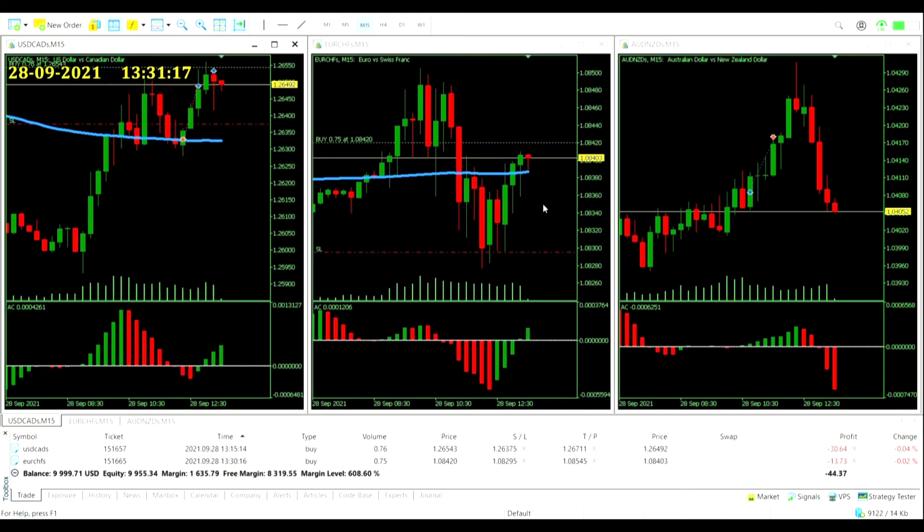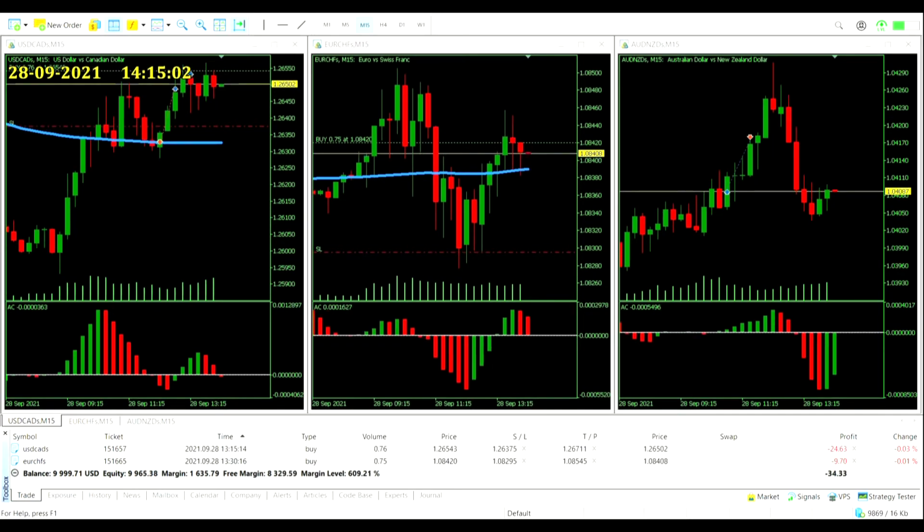So we've now got two trades open, both of them running a little bit of a loss at the moment, but there is certainly hope out there for us. It is 2:15 now. Both of our trades, not really anything happening with them. You can see US dollar, Canadian dollar, very rangy over the last hour or so, and same in the euro Swiss franc.